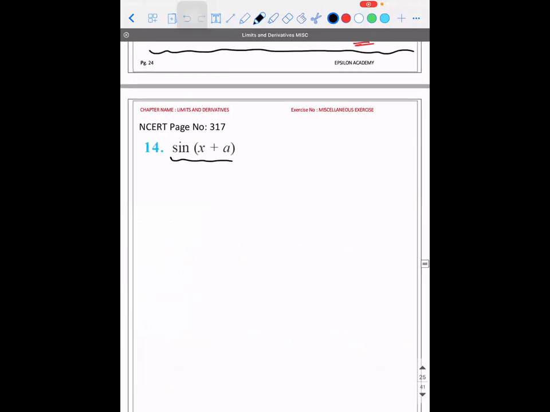So derivative of sine of x plus a, again chain rule. d by dx of sine of x plus a. Derivative of sine is cos of x plus a into d by dx of x plus a. So cos of x plus a into derivative of x plus a, which is 1. That's the answer. Remember I told you, first write the derivative of sine. Derivative of sine is cos of the same angle into, you have to differentiate the angle separately.